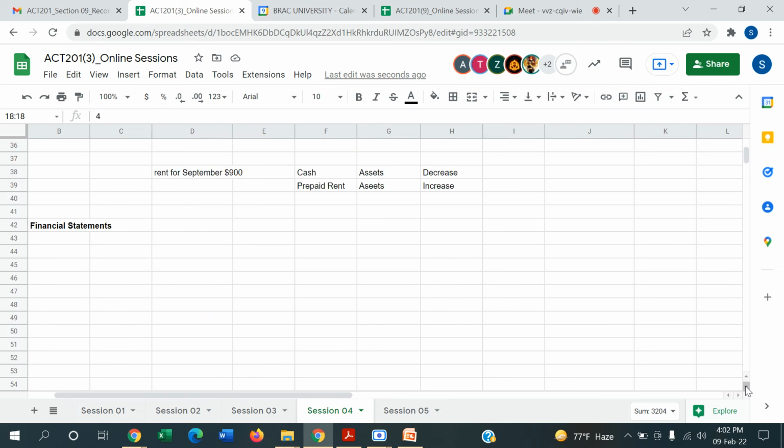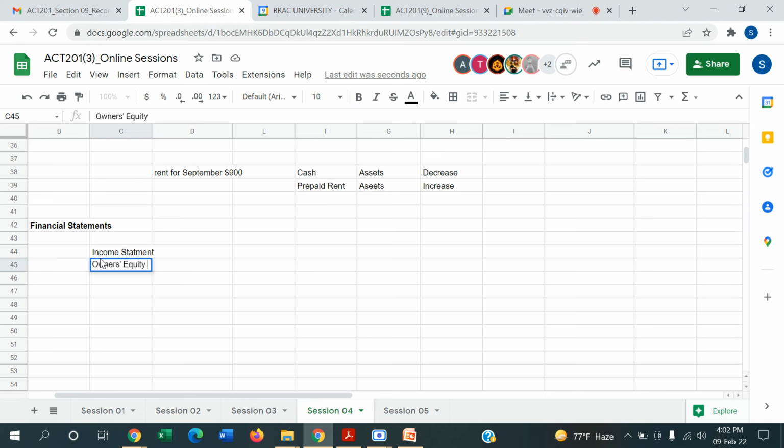So after preparing the tabular analysis, you may be asked to prepare the financial statement. Can you remember what the components of the financial statements are? Assets, liabilities, expenses are parts of it, but what are the components of the financial statements? Income statement, balance sheet, owner's equity statement, cash flow statement. Yeah, exactly.